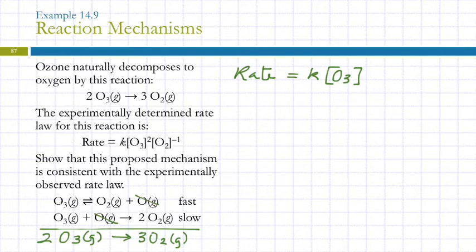Yeah, O2 squared. So let's try to make this clear. So this is what we're looking at. So we have ozone, O3, and then we've got O. And neither of them has a coefficient, so those are going to be first order. I got the wrong green.